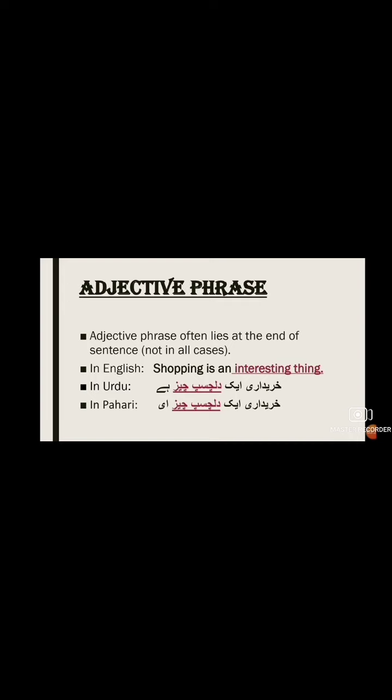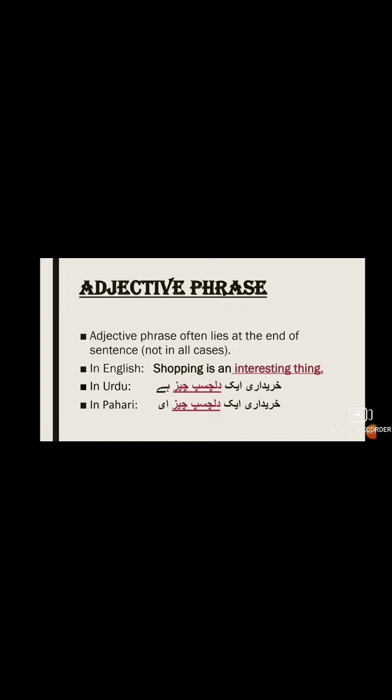Let's take an example from the adjective phrase. An adjective phrase, having an adjective as head word followed by a noun phrase, verb phrase, prepositional phrase or a clause, often lies at the end of the sentence in the English language. For example, online shopping is an interesting thing. So here, interesting thing is an adjective phrase which is often positioned at the end.